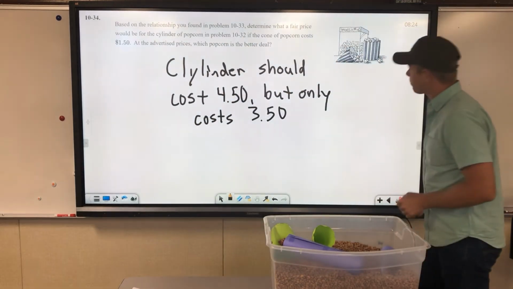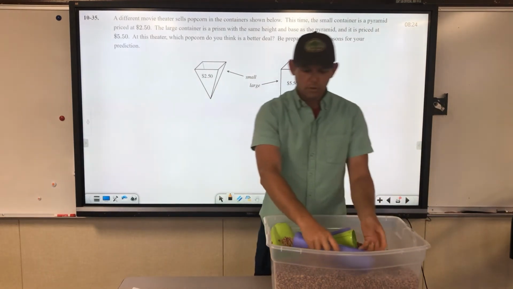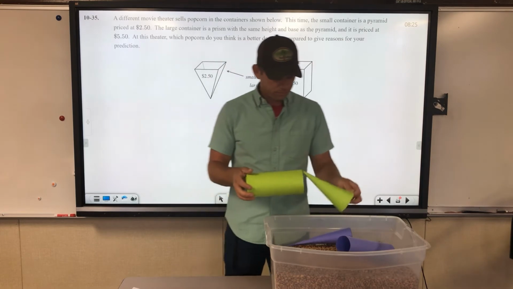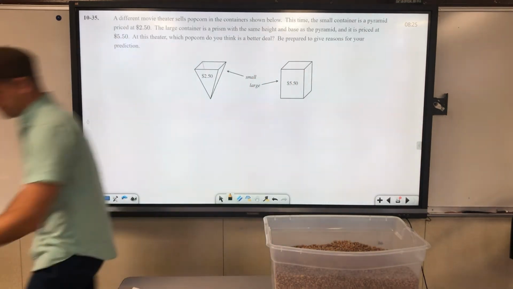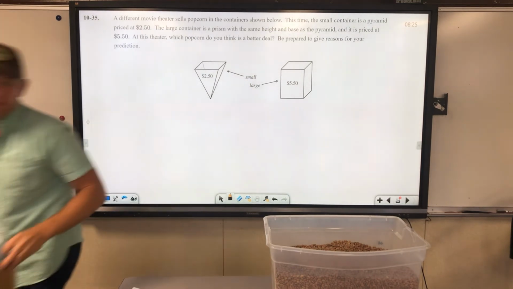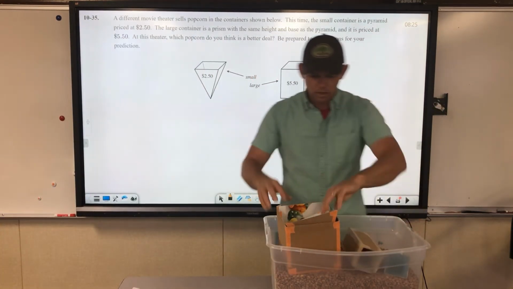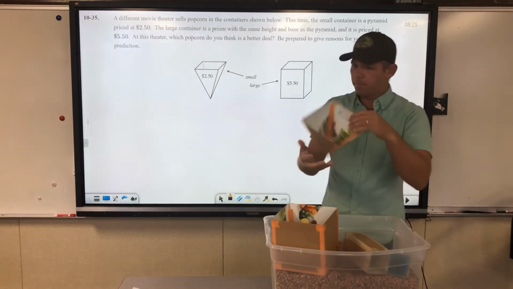10-35. Okay? A different movie theater doesn't like cylinders and cones. So I'll go ahead and get my cylinders and cones out of the way. And instead, they like rectangular or square base, okay, and pyramid cups.